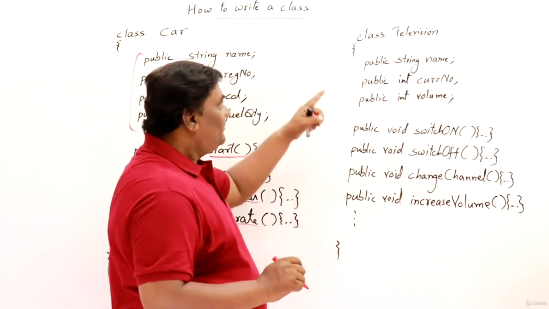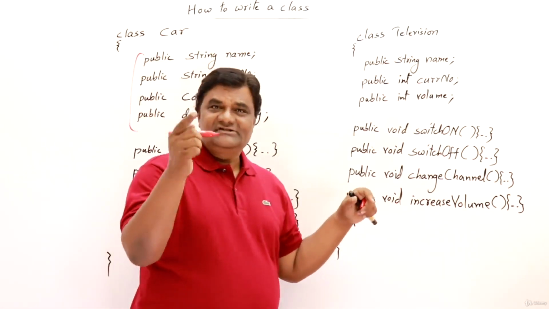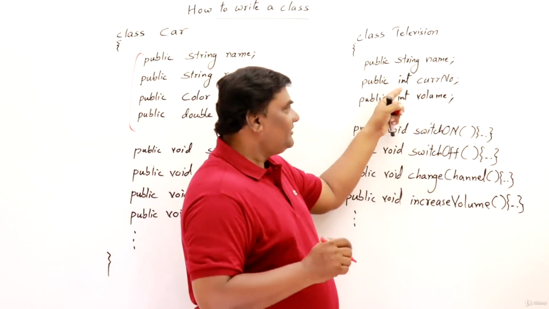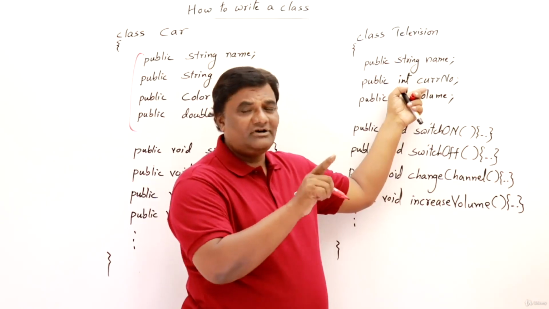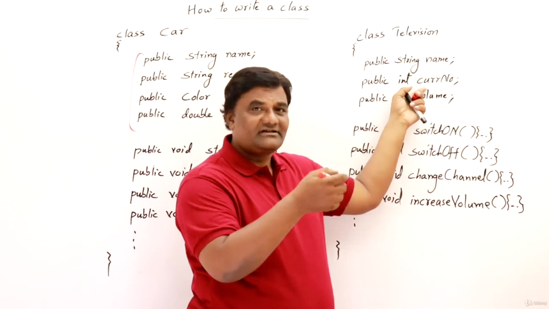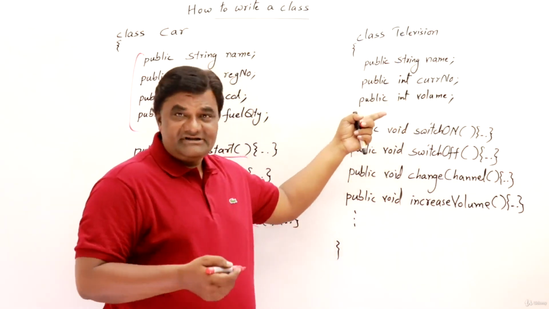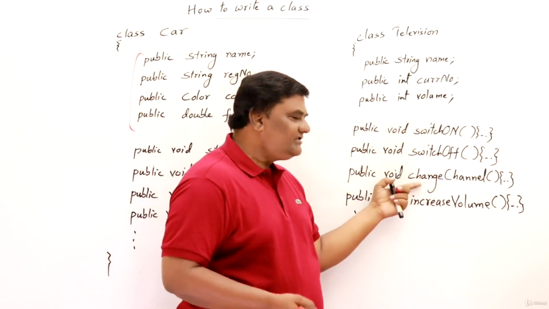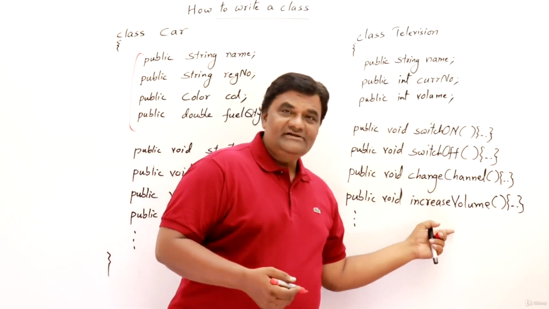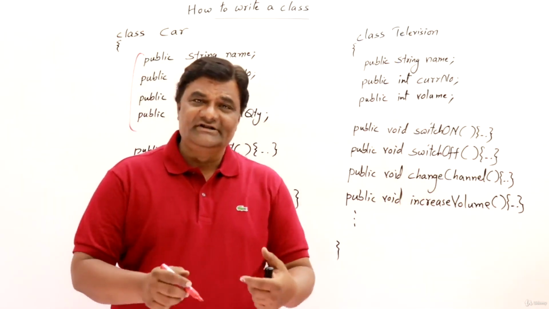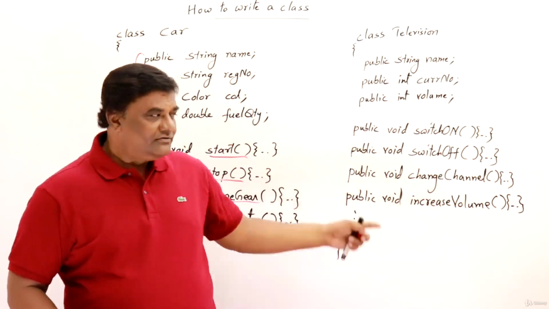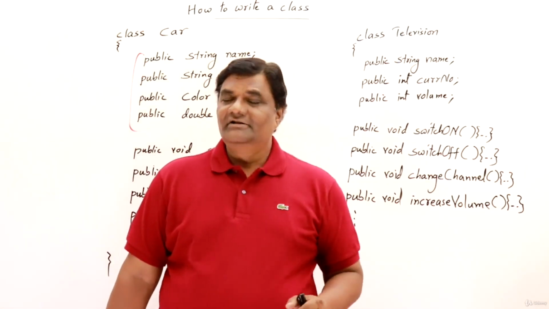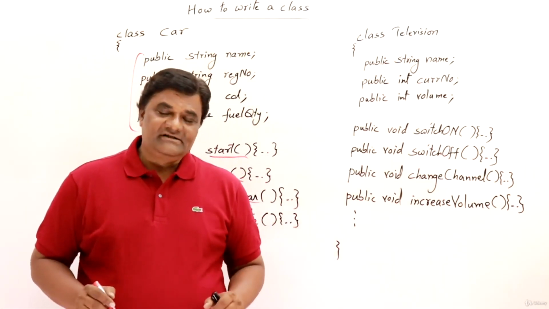Now next, properties of a television. I'll quickly finish this because we have already seen this one. That is name, the brand name of a television. What is the current channel number? I am calling it curr, current channel number. And what is the volume, the present volume. Then the methods: you can switch on the television, you can switch off the television, change a channel, or increase volume, decrease volume. Lots of other things that you can do with the television. So you can write as many methods as you want. That depends on your requirement. So that's all about these classes.